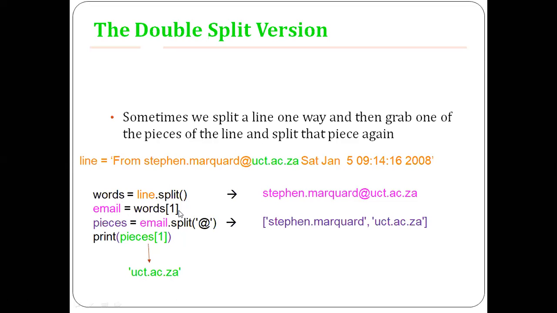And after splitting it, you have extracted a word, or taken a word out of that. So words of one is nothing but Stephen dot market at uct dot ac dot za. Then you have again split it into two words at a location called at. Now the pieces of one is uct dot ac dot za, because Stephen dot market is at index 0 and this is at index 1.